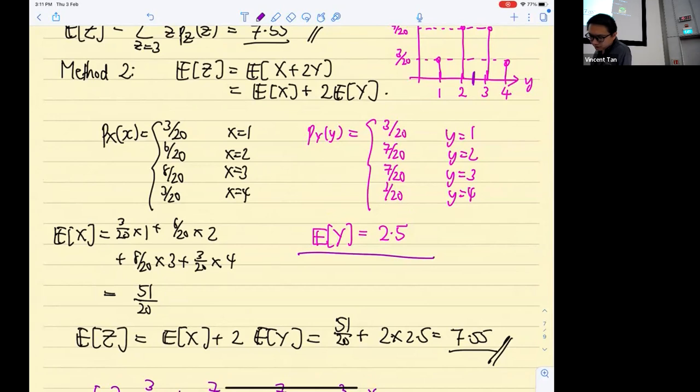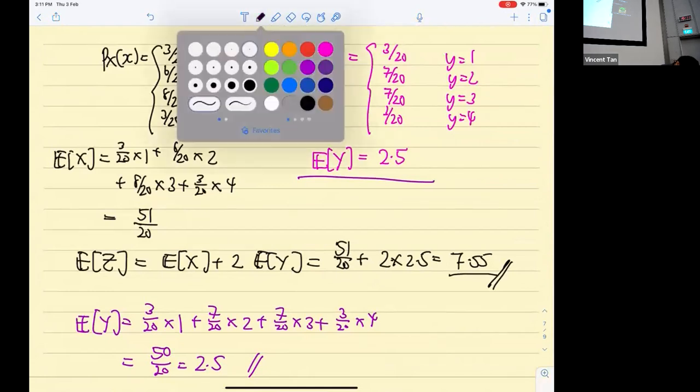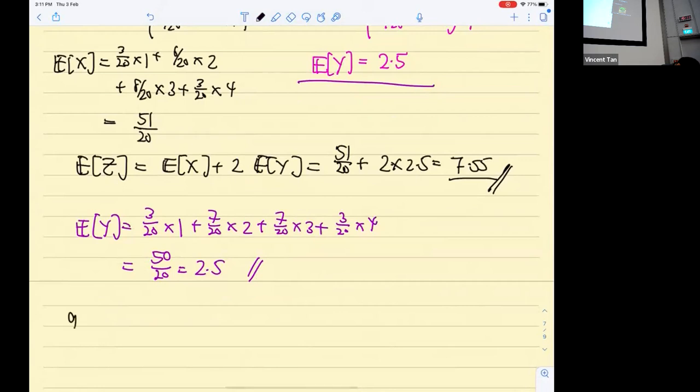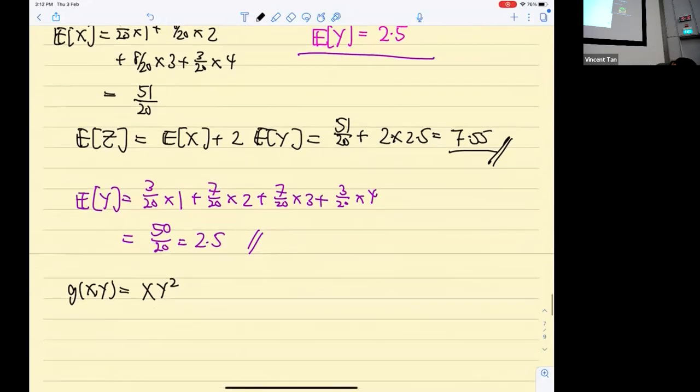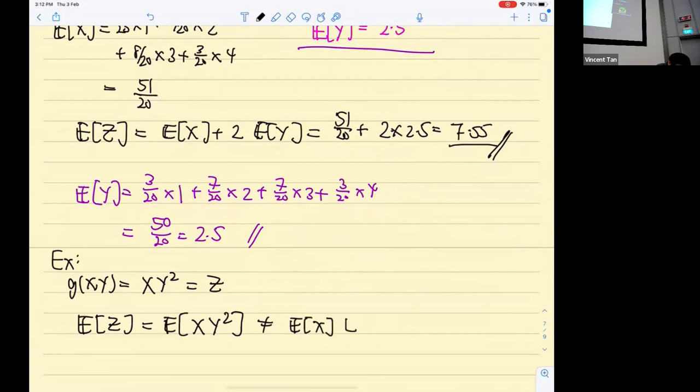Thank you very much for the question. So David asks, how about if I have a function that is the following: g of xy equals xy squared? I can do anything. So that is Z. Now if we want to find the expectation value of Z, this is the expectation value of xy squared. I'm not doing anything special here. But this is not going to be linear. You cannot move this inside. It's illegal. Very, very illegal.